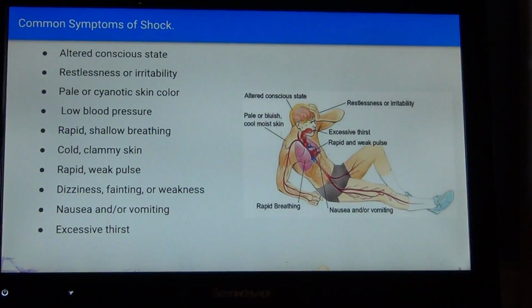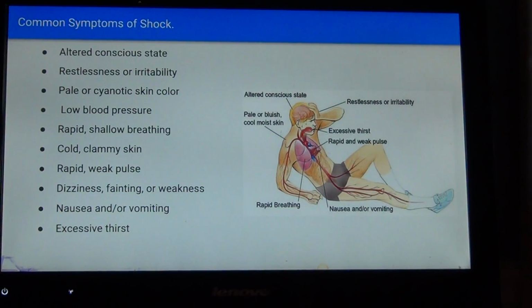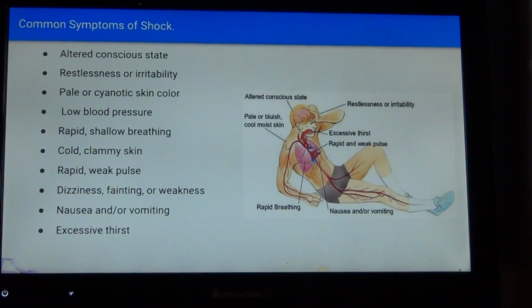Common symptoms of shock are altered conscious state, restlessness or irritability, pale or cyanotic skin color, low blood pressure, rapid shallow breathing, cold clammy skin, rapid weak pulse, dizziness, fainting or weakness, nausea and/or vomiting, and excessive thirst.